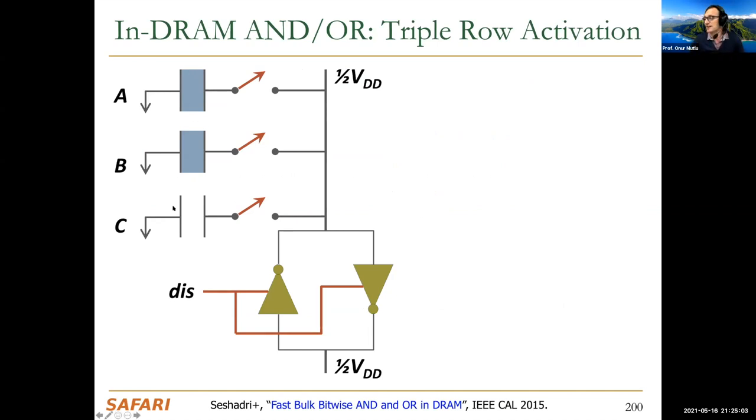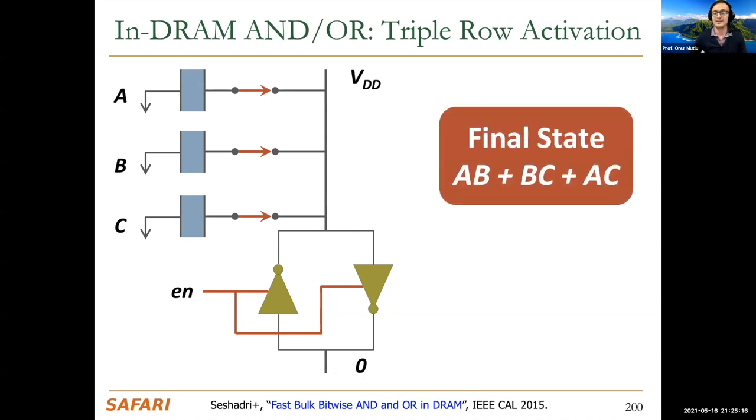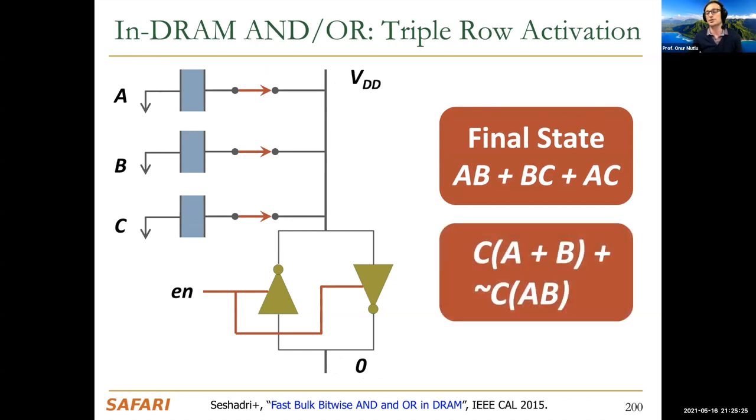But basically, the primitive is triple row activation. You activate A, B, C concurrently. And if you do that, based on charge sharing principles, what you get is a majority function, a bitwise majority function. If at least two of these cells are charged, you get the charged state at the end. If at least two of these cells are discharged, you get the discharged state at the end. Clearly, bitwise majority is great. You could actually compile down to bitwise majority functions. But you can also see this as bitwise AND and bitwise OR by setting C appropriately. If C is 1, you get the bitwise OR of A and B. If C is 0, you get the bitwise AND of A and B, as you can see.